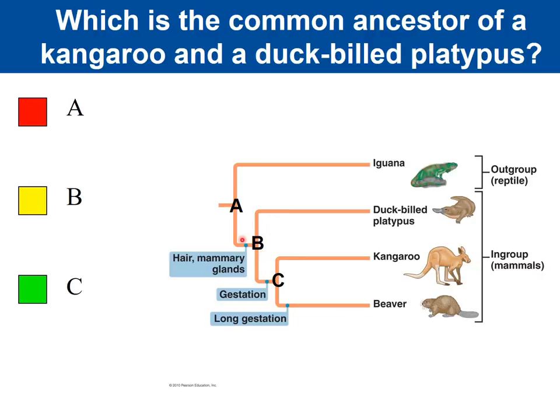If you said B, you're correct. So notice that if you look here, here's the duck-billed platypus, here's the kangaroo. And at that node, that's the last common ancestor. So the common ancestor between the kangaroo and the duck-billed platypus would be B.